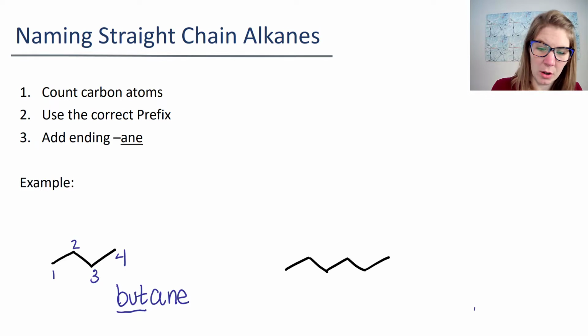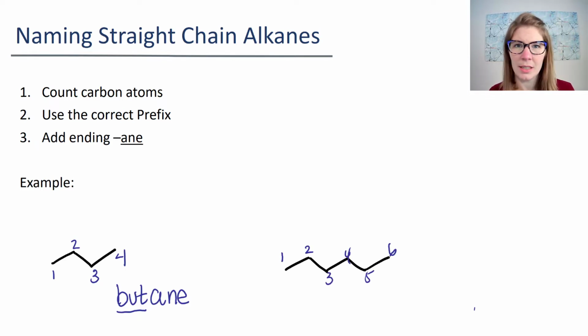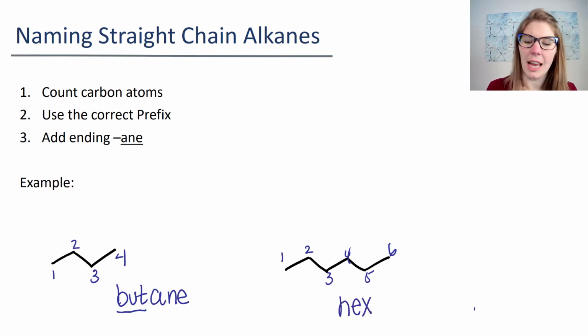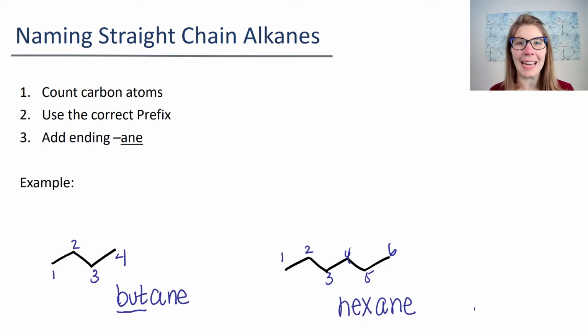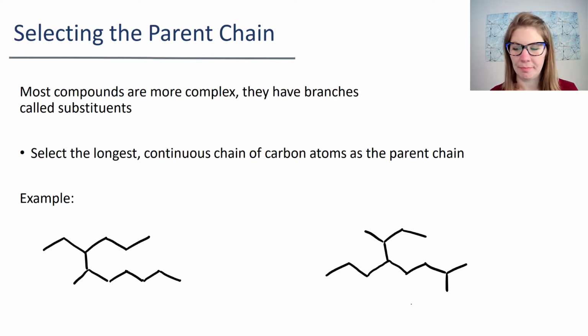Let's do the next one. 1, 2, 3, 4, 5, 6 carbons in a row. So I go back to the chart. 6 is hex-. And because I have all carbon single bonds, the suffix is -ane. So this is hexane. Naming straight chain alkanes is pretty simple, as long as you know the prefixes.